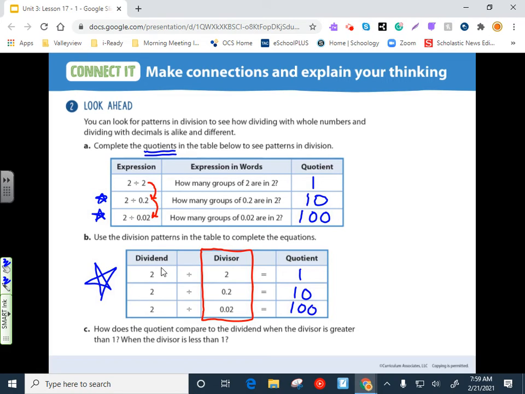All right. So how does the quotient compare to the dividend when the divisor is greater than 1, when the divisor is less than 1? Let's just wrap this up with one statement. As the divisor gets smaller, your quotient gets bigger. And let's think about that for a second. Quotient gets bigger.